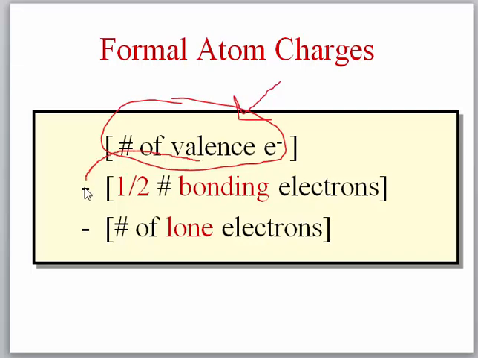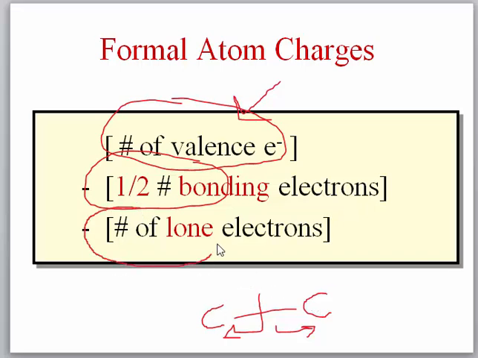Then half of the bonding electrons, so half of them belong to one atom and half to the other. So half of them belong to that carbon and the other half to the other atom. If you have a bond, you have one electron for each of the bonded atoms, and then all of the lone pairs that belong to that atom. So you're looking to count up the number of valence electrons and subtract half of the bonding and all of the lone.